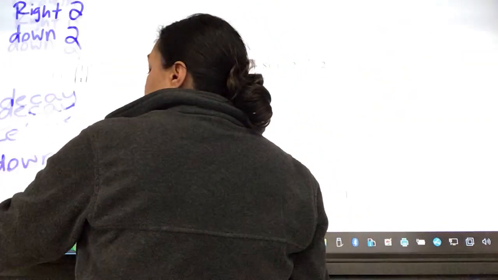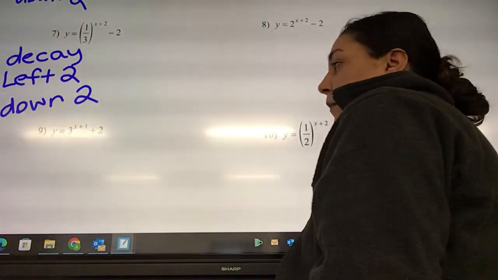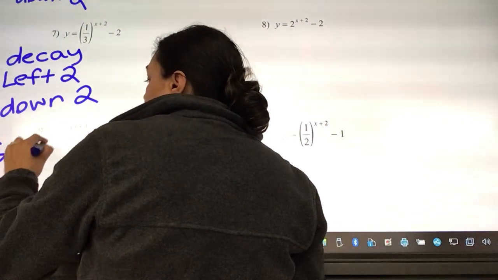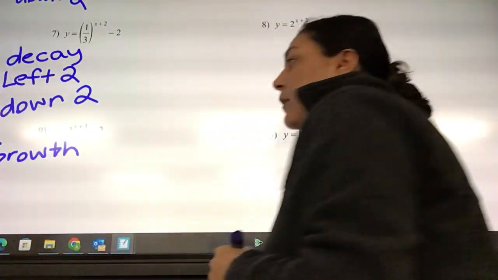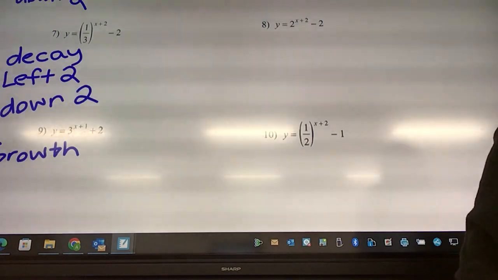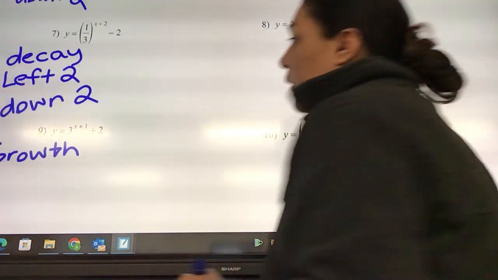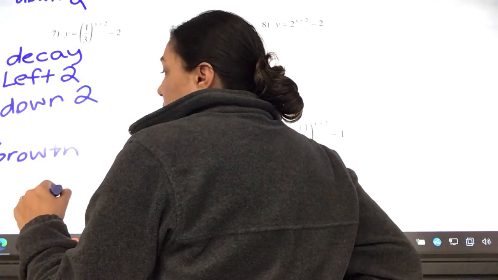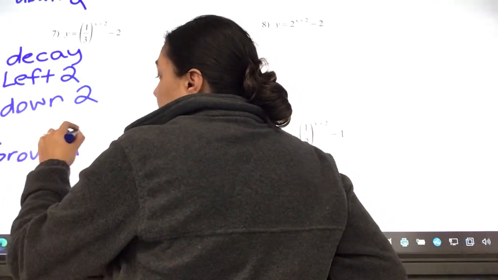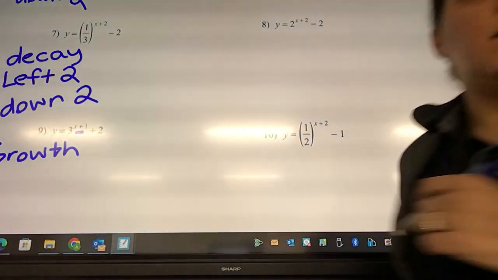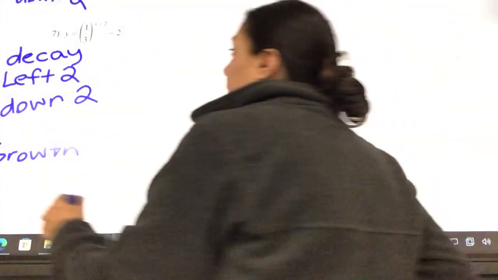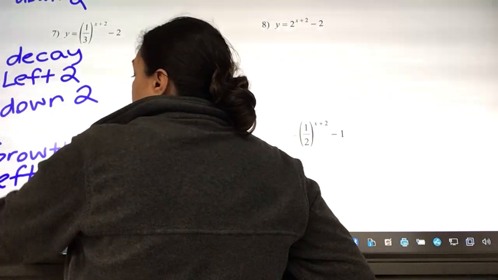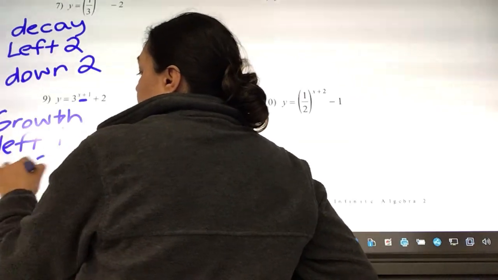Okay, 9. Is it growth or decay? Growth. It is growth. What number are you looking at? The 3. Okay, so if it's bigger than 1, it's going to be growth. Then what? Left. No, right. Look at your notes. Left 1. Okay, it's a plus, so which way are you going to go? Left. Left 1, and then up 2. Good.